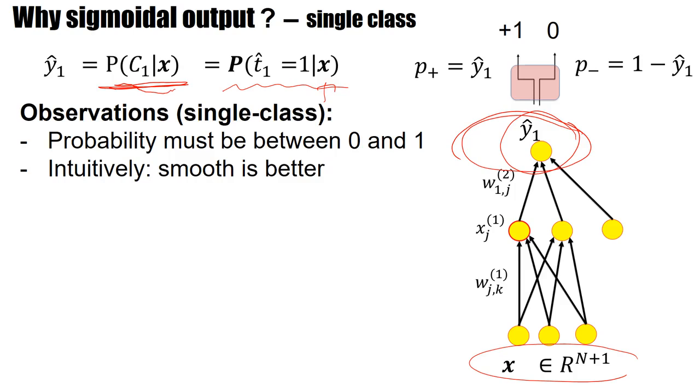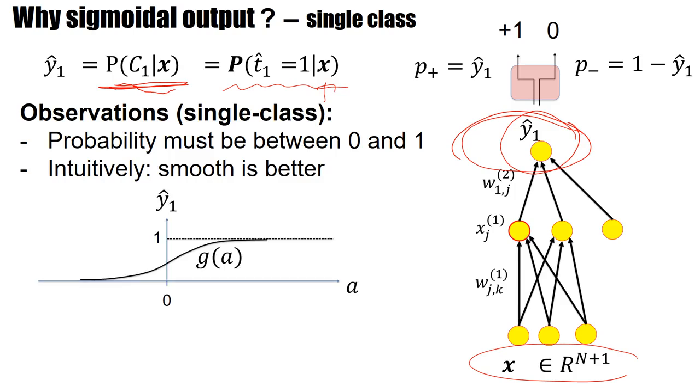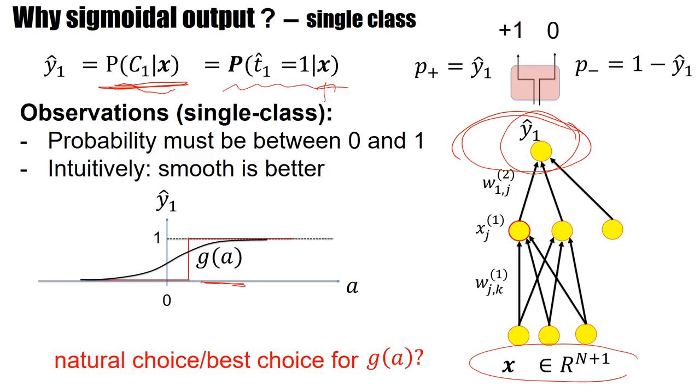Good. There could be many functions. Intuitively, this kind of smooth function is probably better than such a hard threshold function, because then we lose the probabilistic nature. It's basically always +1 on this side and always 0 on the other side. So the question now is, among all the possible smooth functions that go from 0 to 1, is there a natural choice? Is there a best choice for g of a?